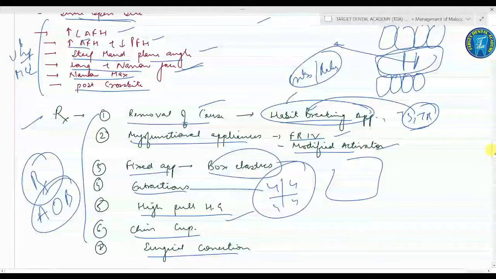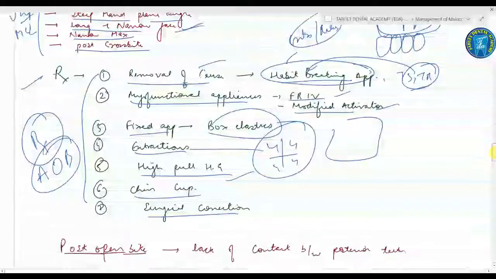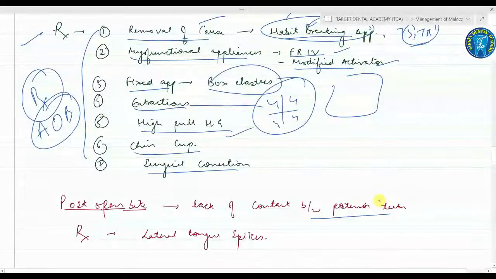After this, coming on to the posterior open bite. In this there will be a lack of contact between the posterior teeth, which we call a posterior open bite. The treatment of the posterior open bite is the lateral tongue spike.